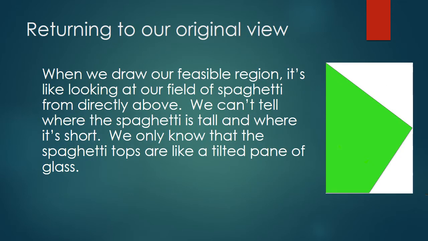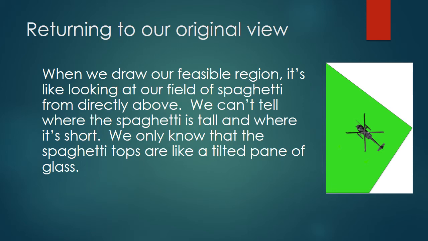But now we're back to our original picture, and our original view of the feasible region is basically a top-down view, a helicopter view, looking straight down on this field of spaghetti. From this view, we can't tell where the highest point is or the lowest point is. Remember, the top of this picture is not high, it's north. The bottom is south, not low.